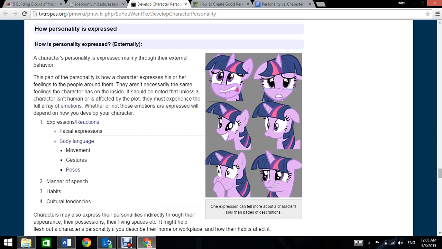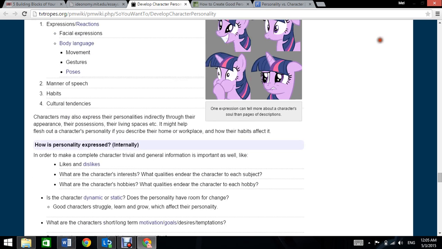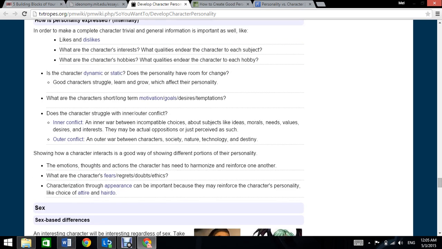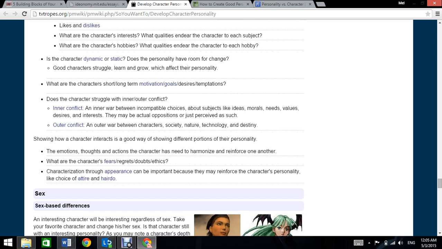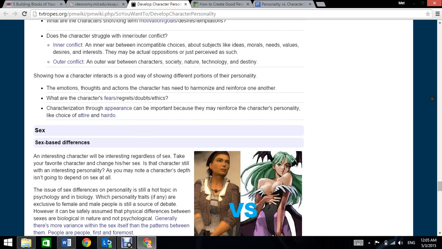Expressions, emotions. Okay. Internally, what are they thinking inside? What are their internal conflicts?